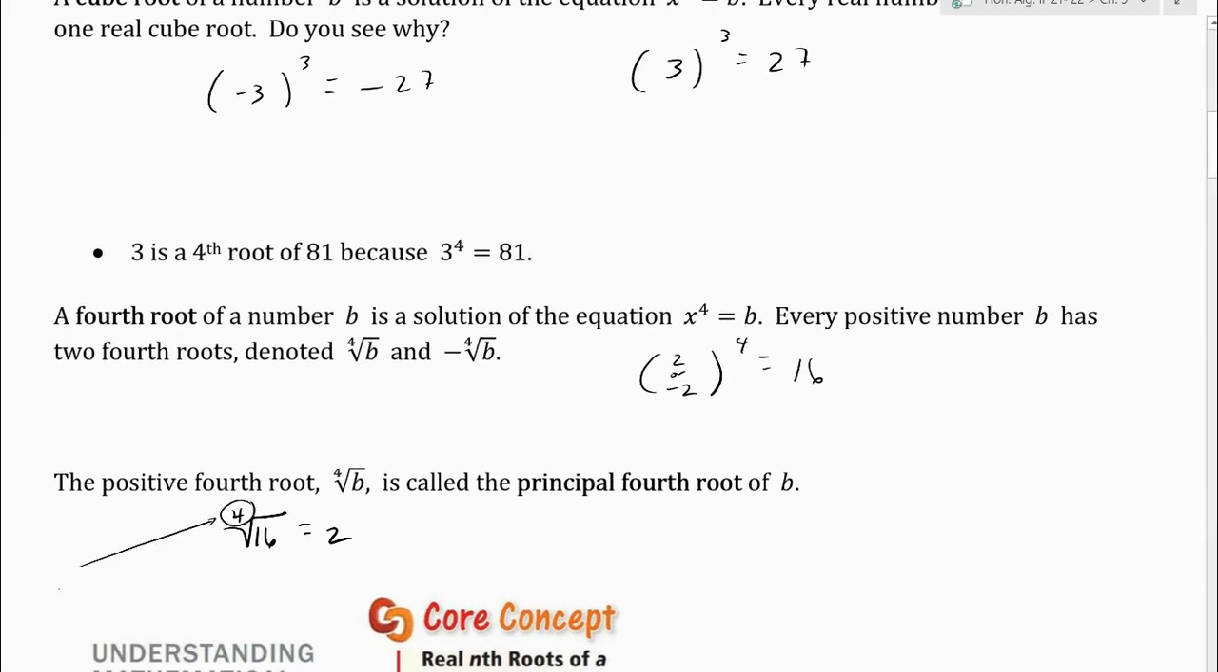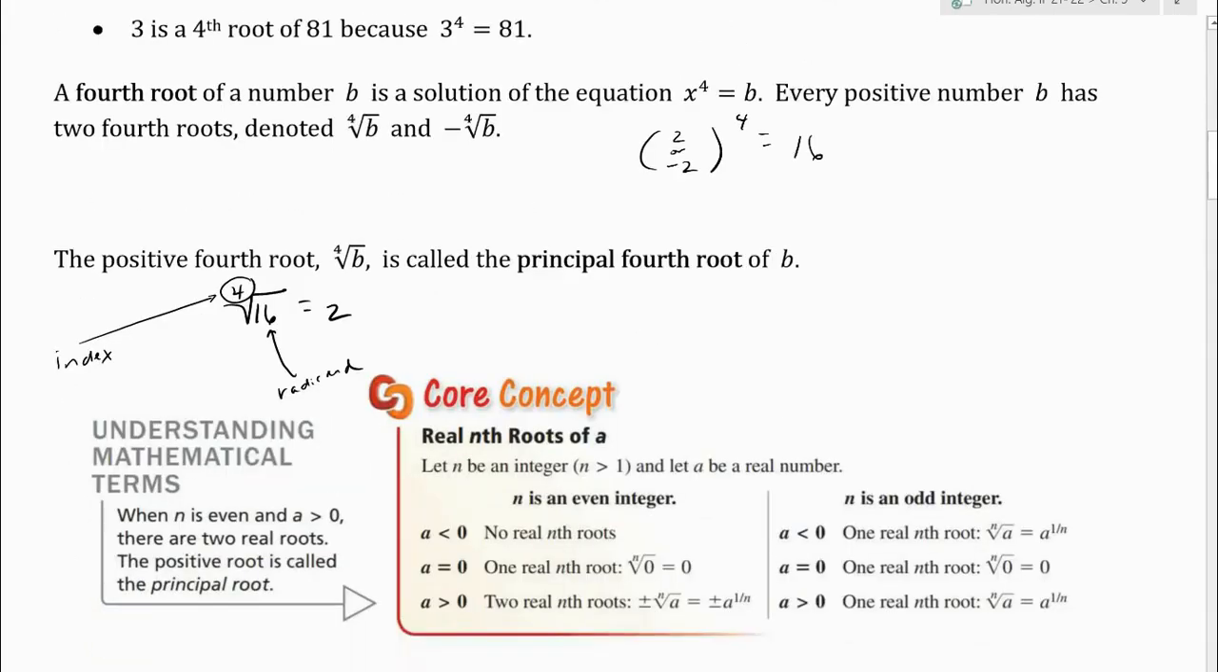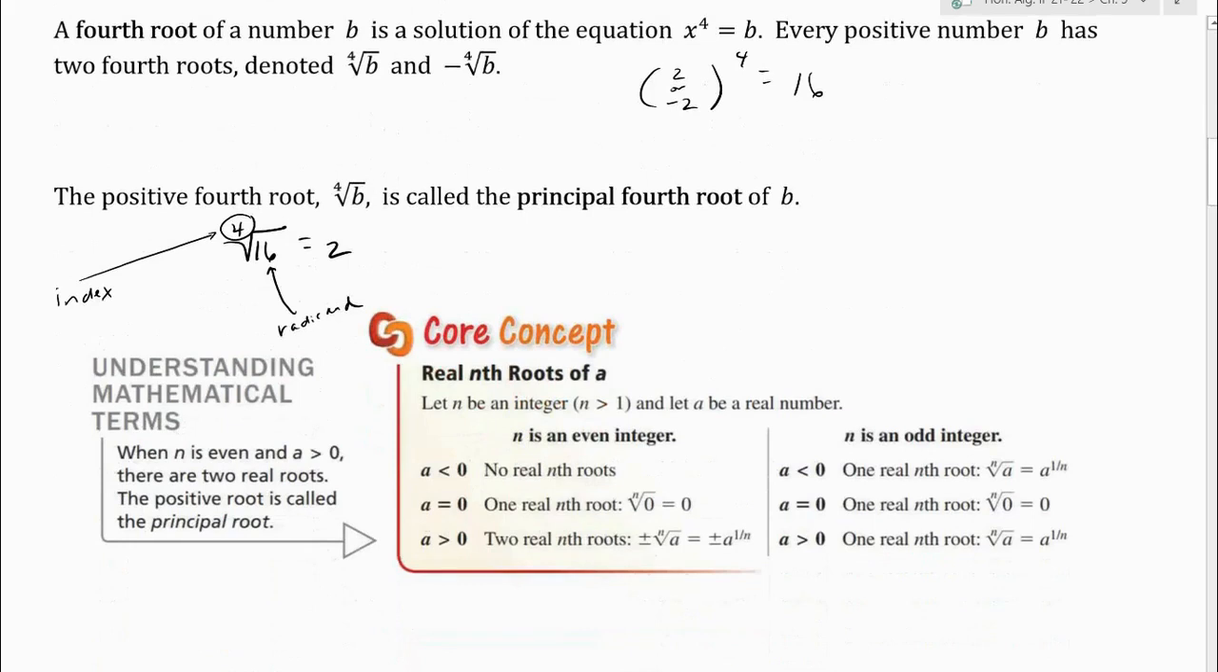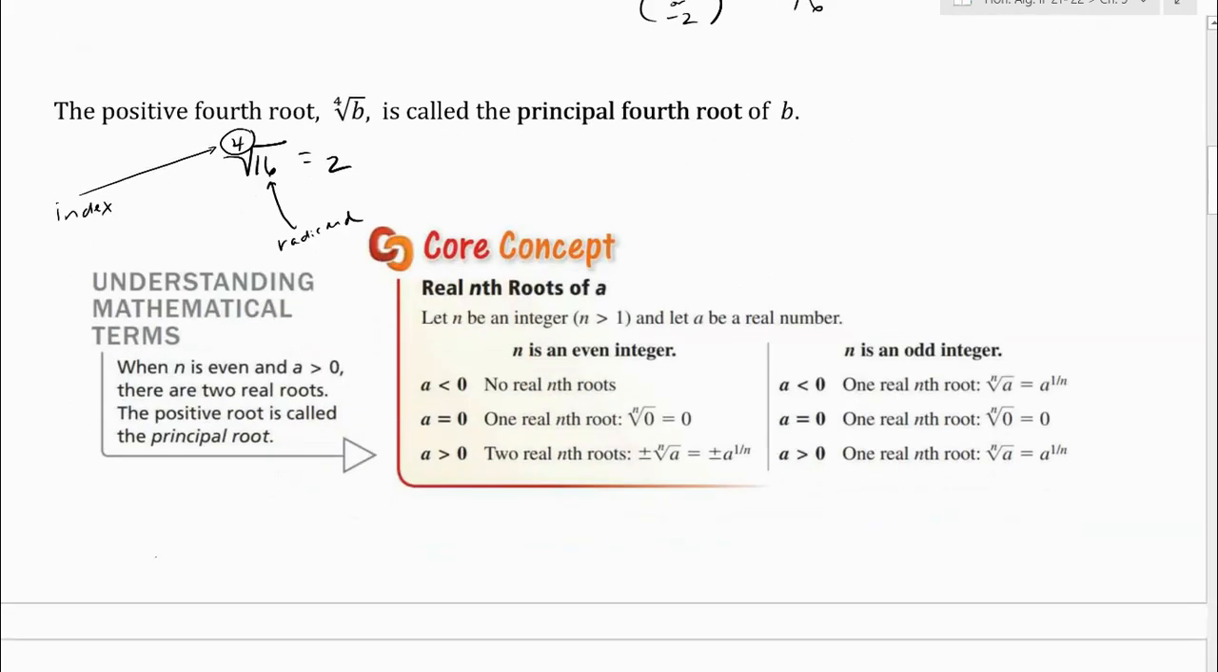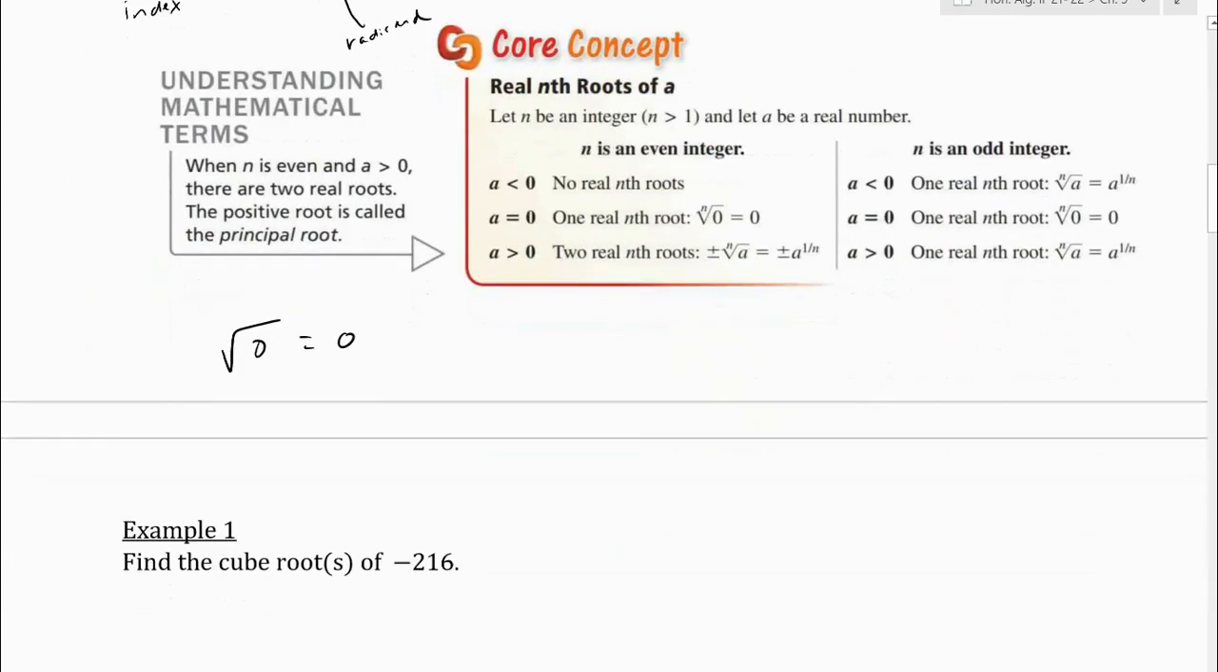And then I guess we're going to bring this up. Whatever that number is right there, we call that the index. Whatever we're taking the root of, that's called the radicand, because those words will get thrown around a lot. And so this just kind of summed up what we said. Oh, and then whatever root you're taking of 0 is just 0. So you're good there.